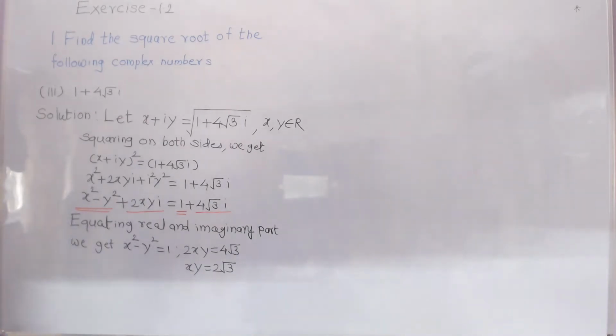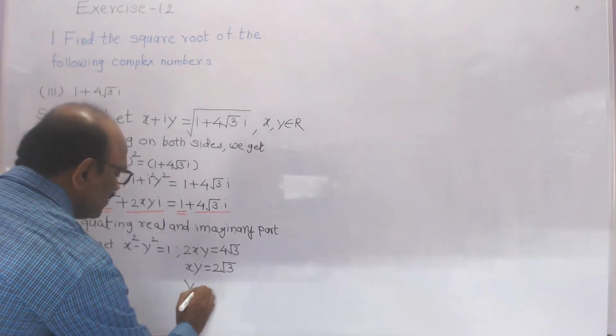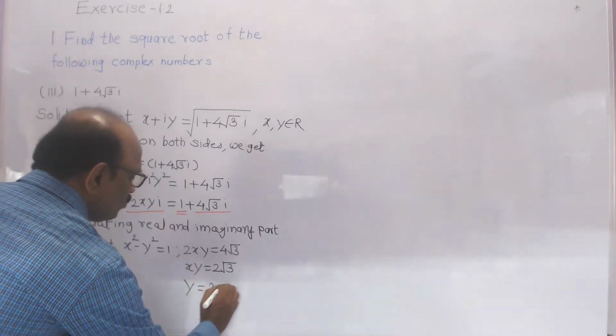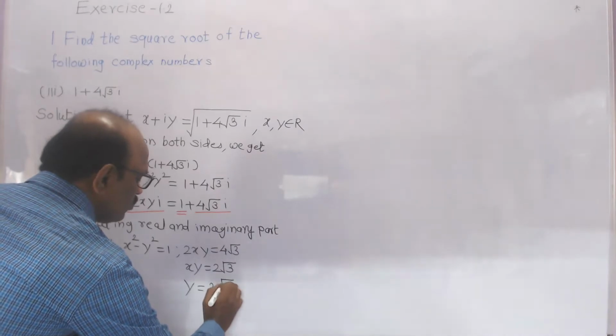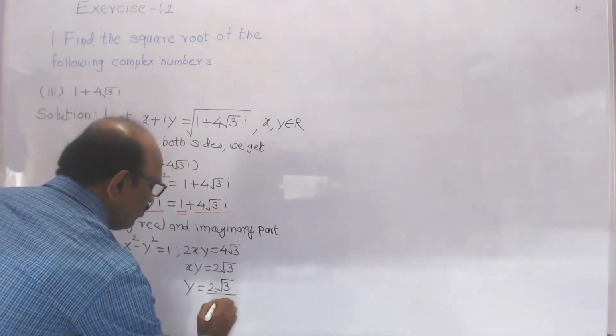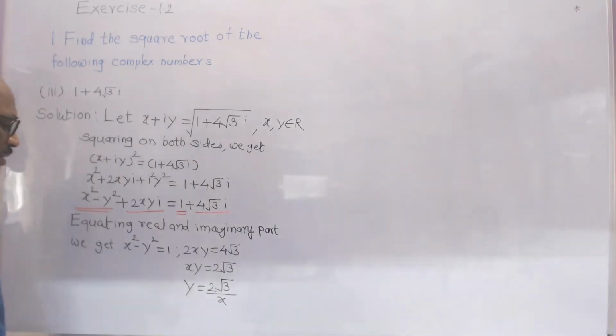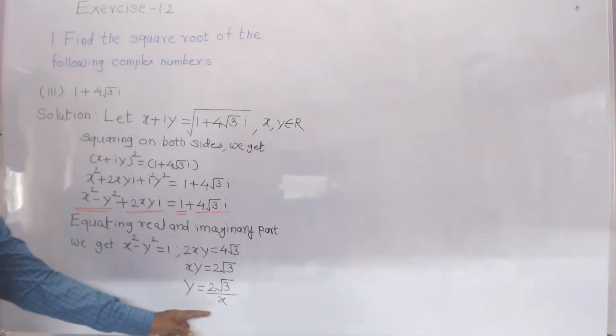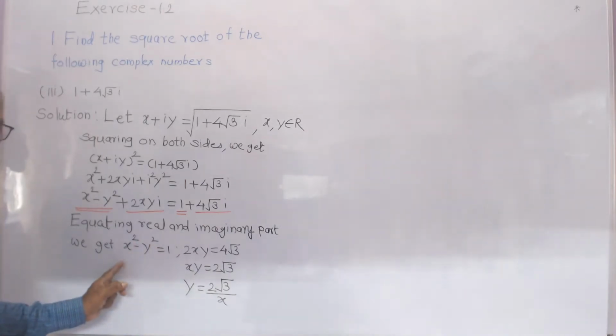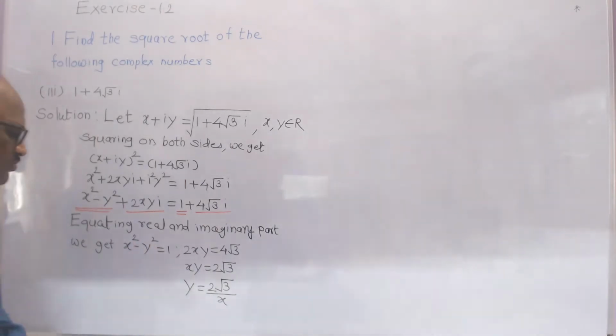Again we'll find out the value of y. What about y? y is equal to 2 root 3 upon x. We'll substitute the value of this y in this equation, x square minus y square is equal to 1.